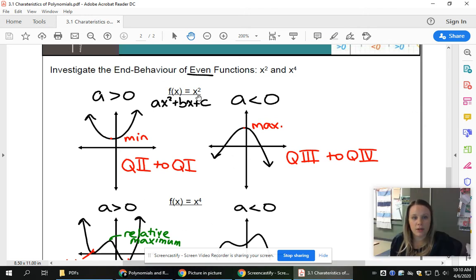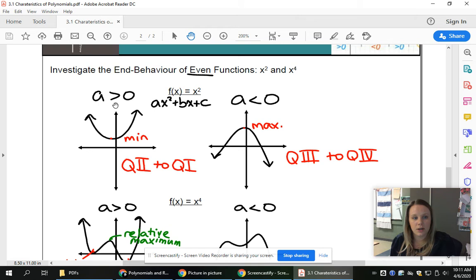So here we have a function, just plain old x squared, and let's take a look at some of the stuff that we know from quadratics. In expanded form, it's going to look like this, ax squared plus bx plus c. The a is the leading coefficient. If a is greater than 0, or another way to say that a is positive, you have a parabola that opens up. It could be up here, it could be down a bit.